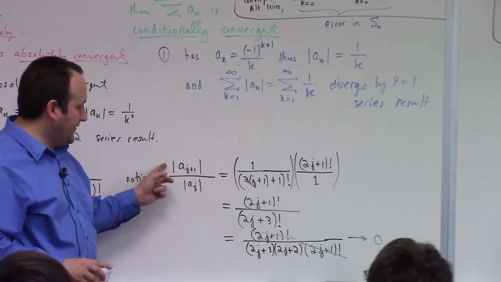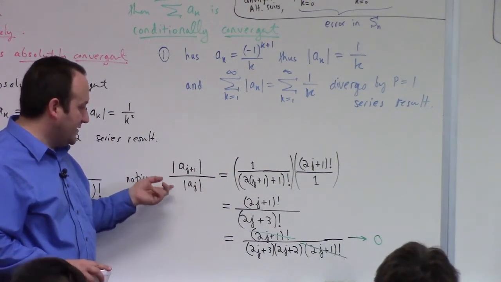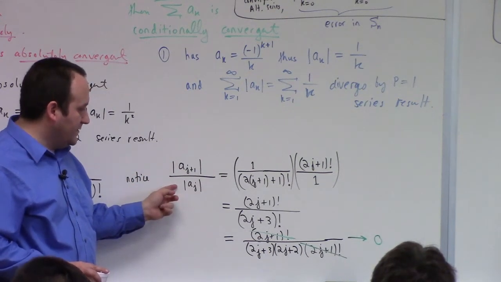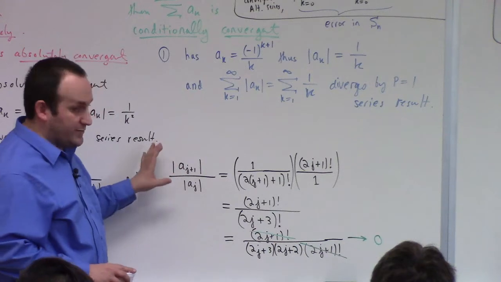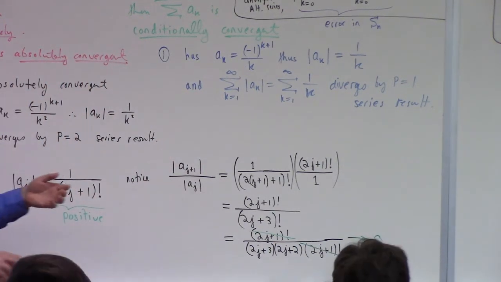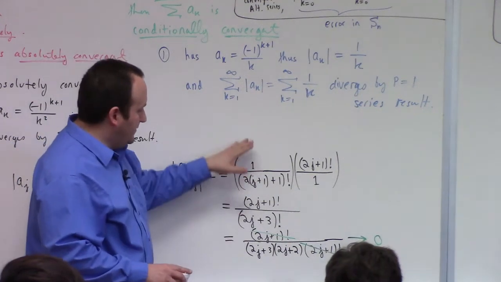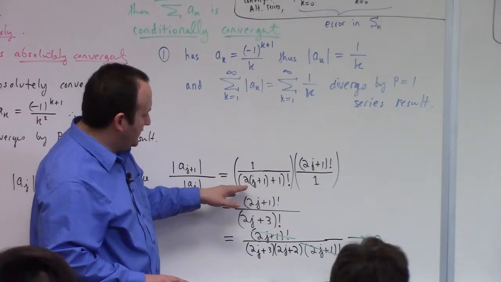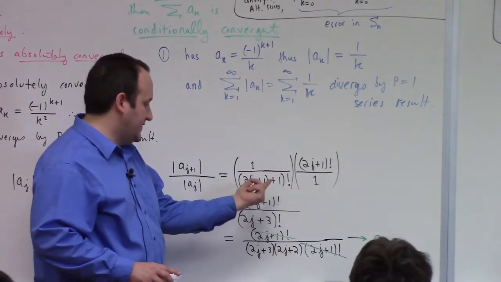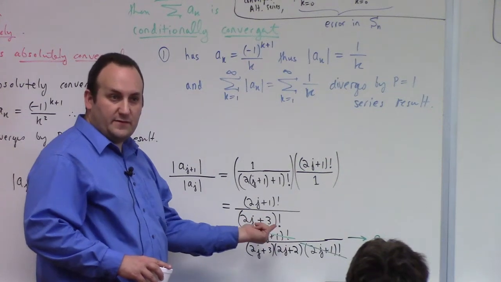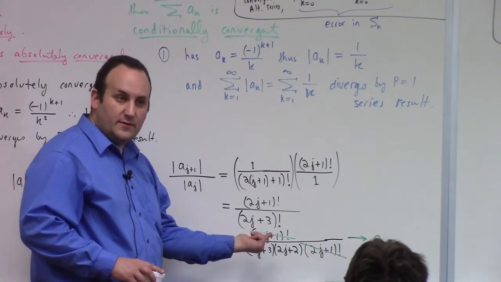So the absolute value of a_{j+1} divided by the absolute value of a_j is what I'm trying to analyze. Does this absolute value series converge or diverge? Check it out. That gives us (2j+1)! divided by (2(j+1)+1)!. What is this? This is (2j+3)!. Now (2j+3)! we can write as what?